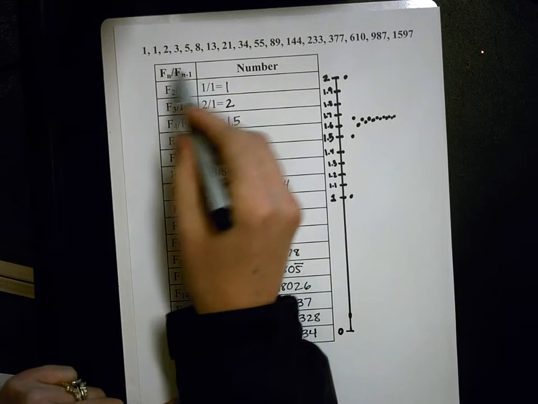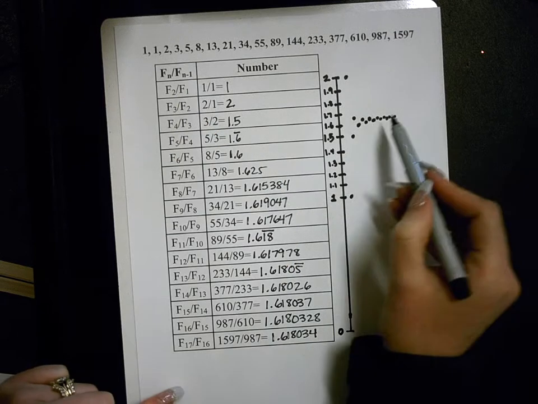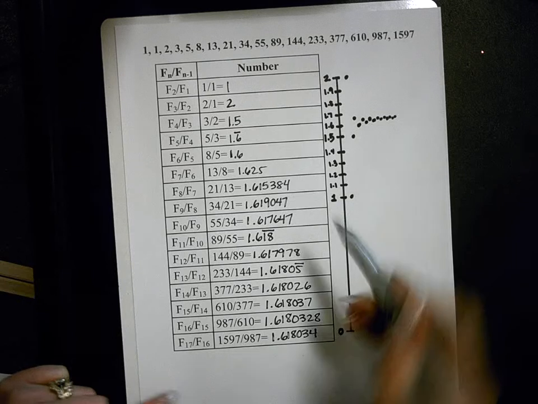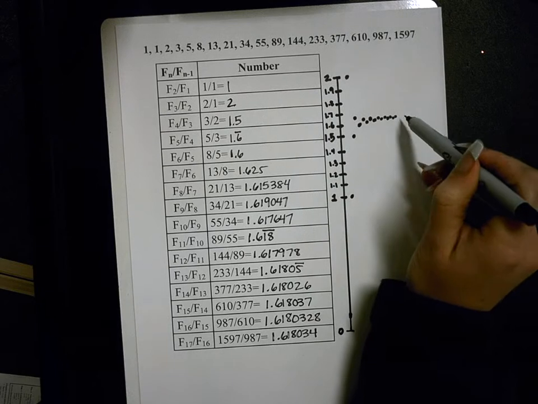with this pattern, taking the nth term and dividing it by the term before it, we are approaching a particular number. If we carry out this pattern more and more, we're going to get closer and closer to a particular number.